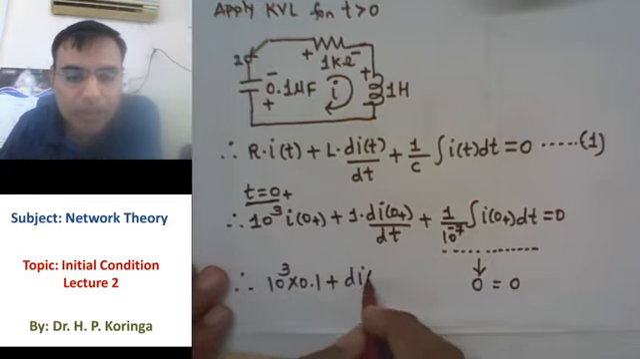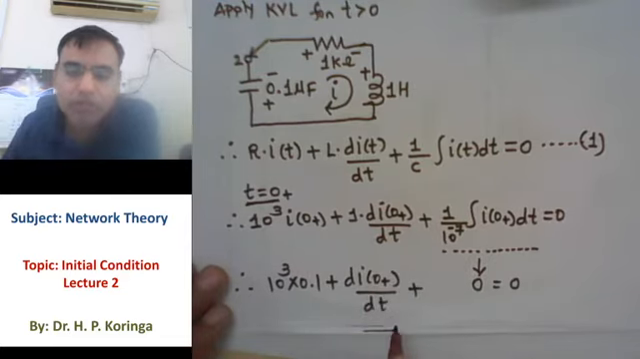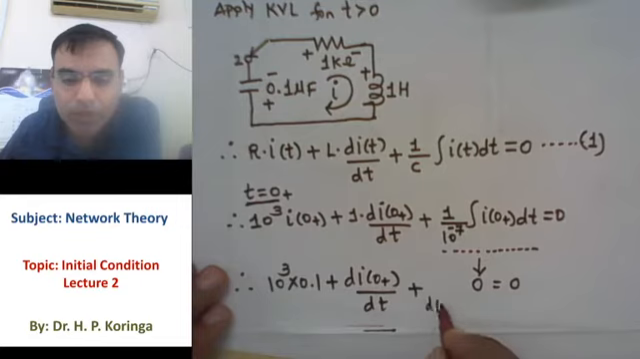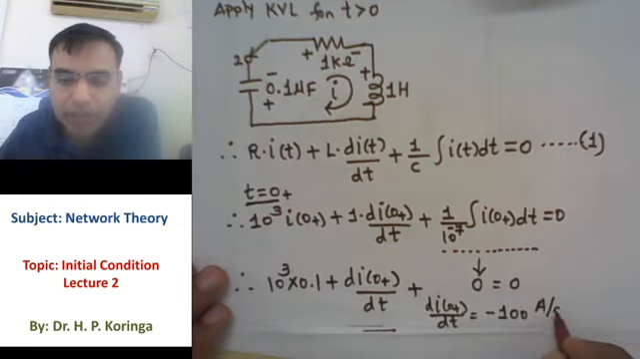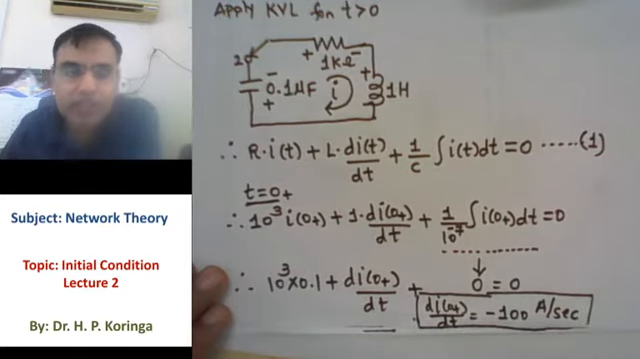plus di(0+)/dt plus 0 is equal to 0. So if we solve, we'll get di(0+)/dt is equal to minus 10 raised to 3 into 0.1, so it is minus 100. So we'll get di(0+)/dt is equal to minus 100. Unit of di(0+)/dt is ampere per second. Okay. So our second answer is minus 100 ampere per second.